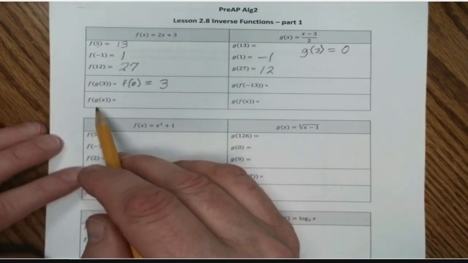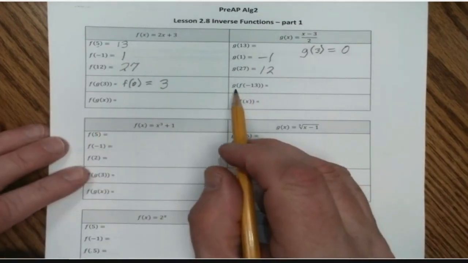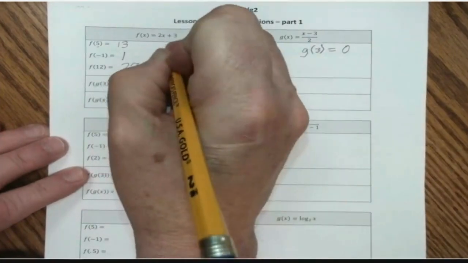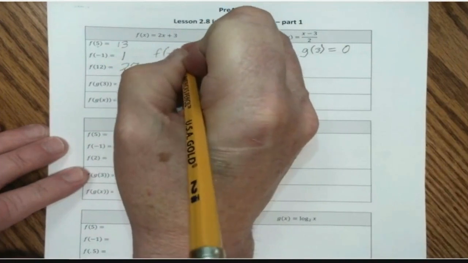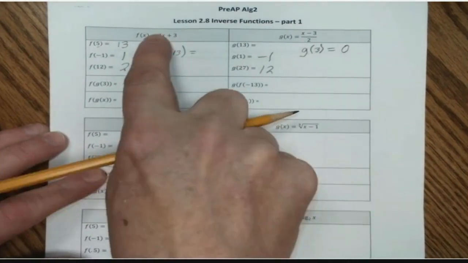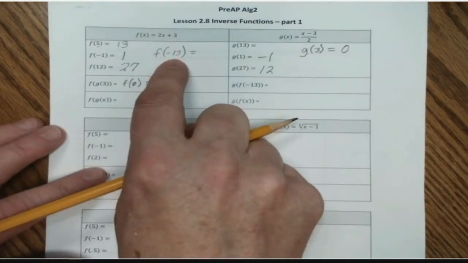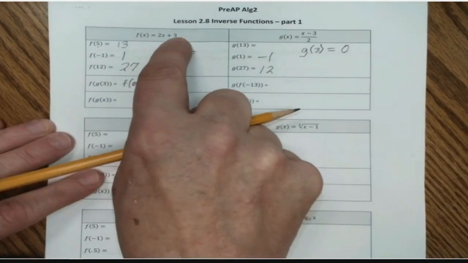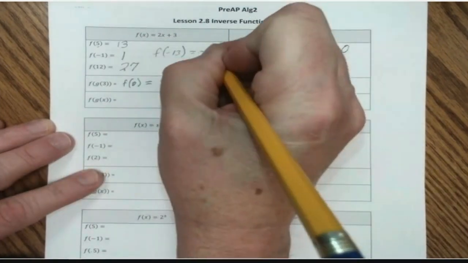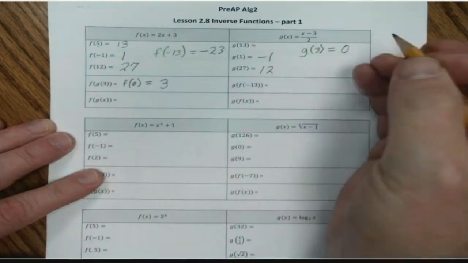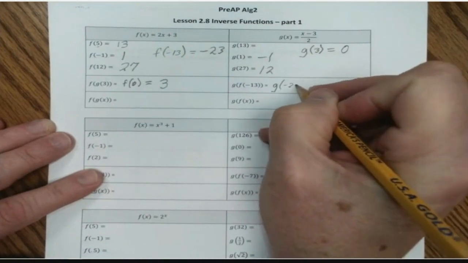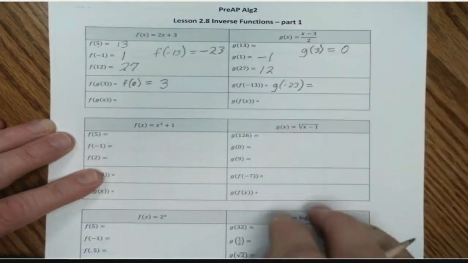Now let's look at this. Oh, let's do this one first, backwards: g of f of negative 13. We did not find f of negative 13, so we have to find that first. 2 times negative 13 is negative 26 plus 3. Don't mess it up. Negative 26 plus 3 is negative 23. So this would be g of negative 23.